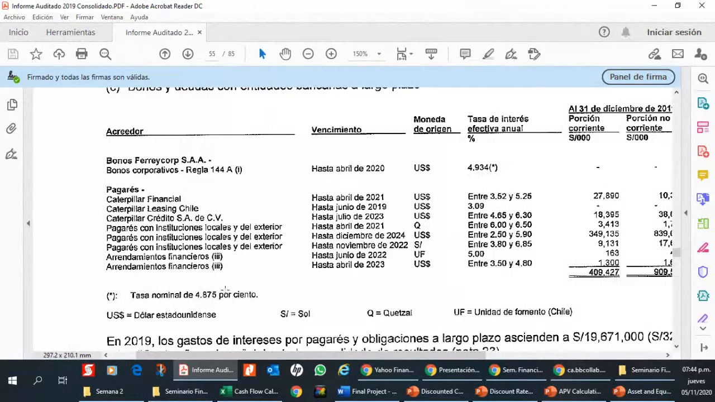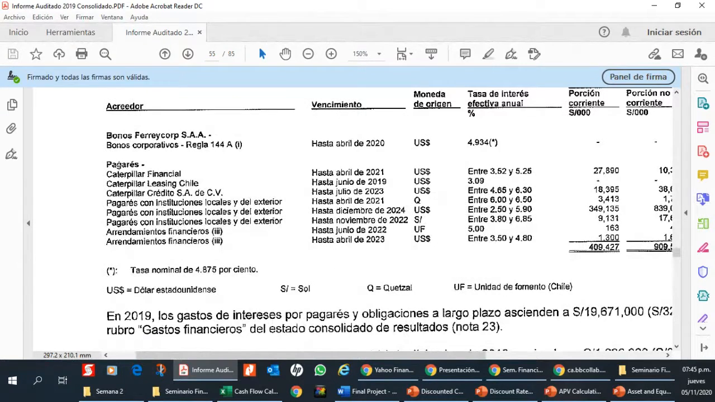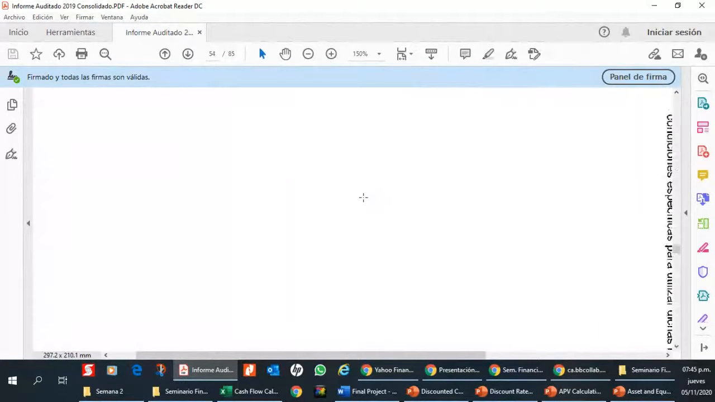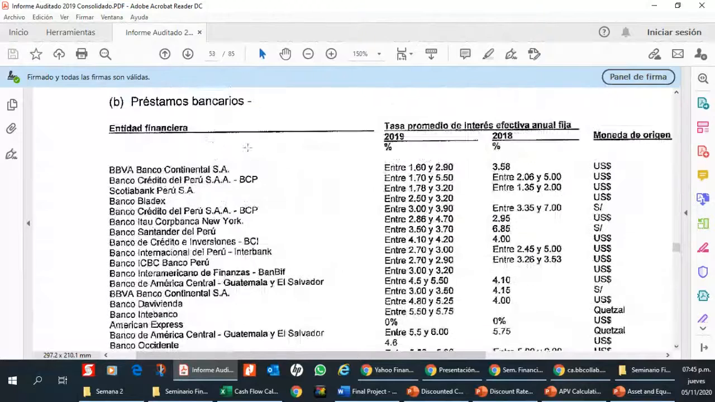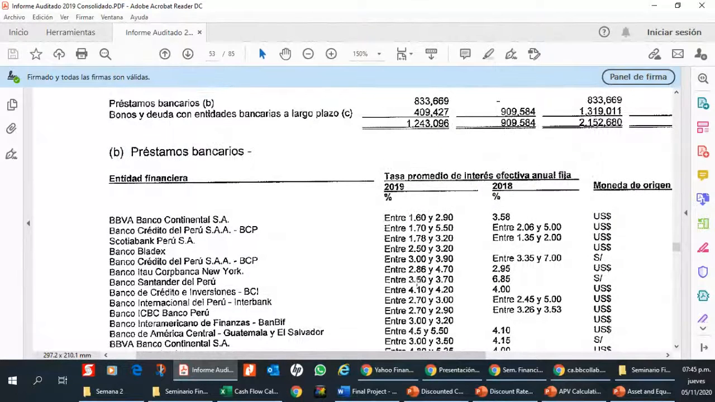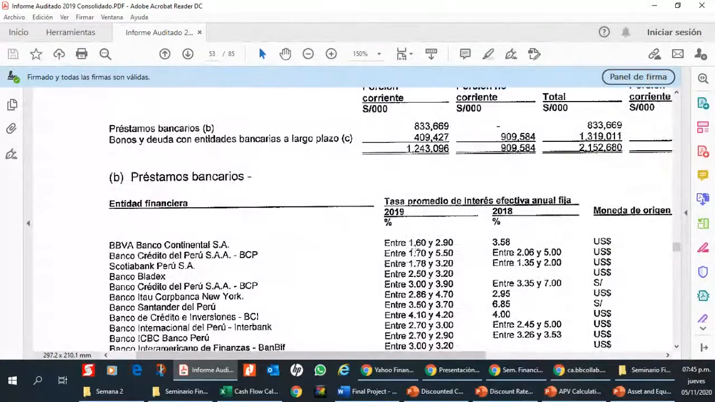Here, this is the coupon rate that shows the nominal rate of 4.875 compared to an effective rate of 4.934, right? The accountants do that to make it more comparable to the rates that we are seeing in these notes, and to the information that we have on the loans from the banks. Okay, so let me clarify that a bit for everybody.